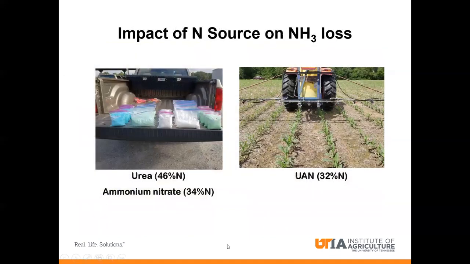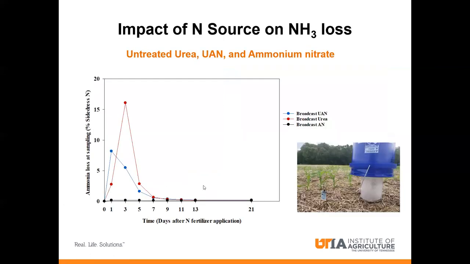Now I will go deeper into some of the work that we've been doing. We'll look at the impact of different nitrogen sources on ammonia volatilization losses. I'll be comparing urea, which is a dry material with 46% nitrogen, ammonium nitrate, which has 34% nitrogen, and liquid UAN, which has 32% nitrogen. All of these materials were applied at the same rate of 120 pounds of nitrogen per acre. That's a sidedress treatment.